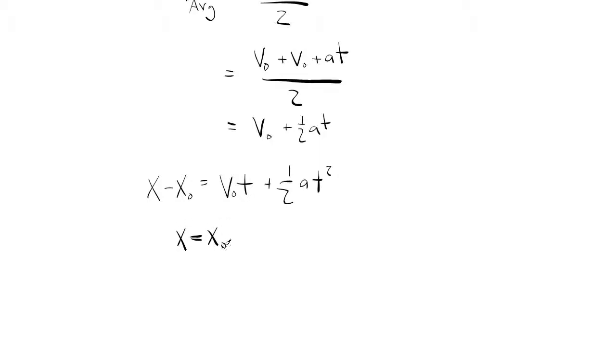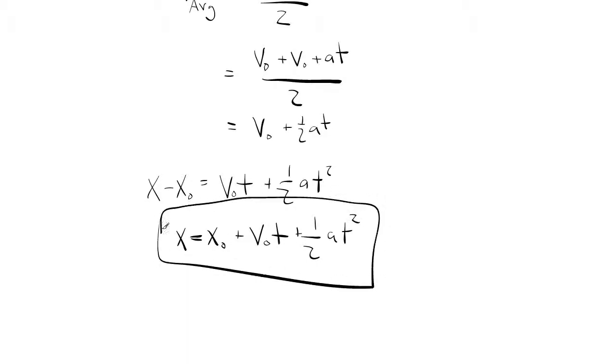And this is how you'll see it in most books. x equals x naught plus v naught t plus 1/2. That's a 2, that's 2 halves. Let's do it right: 1/2 a t squared. All right, so this is a very, very important equation. This shows how position is related to time for the case of constant acceleration a.